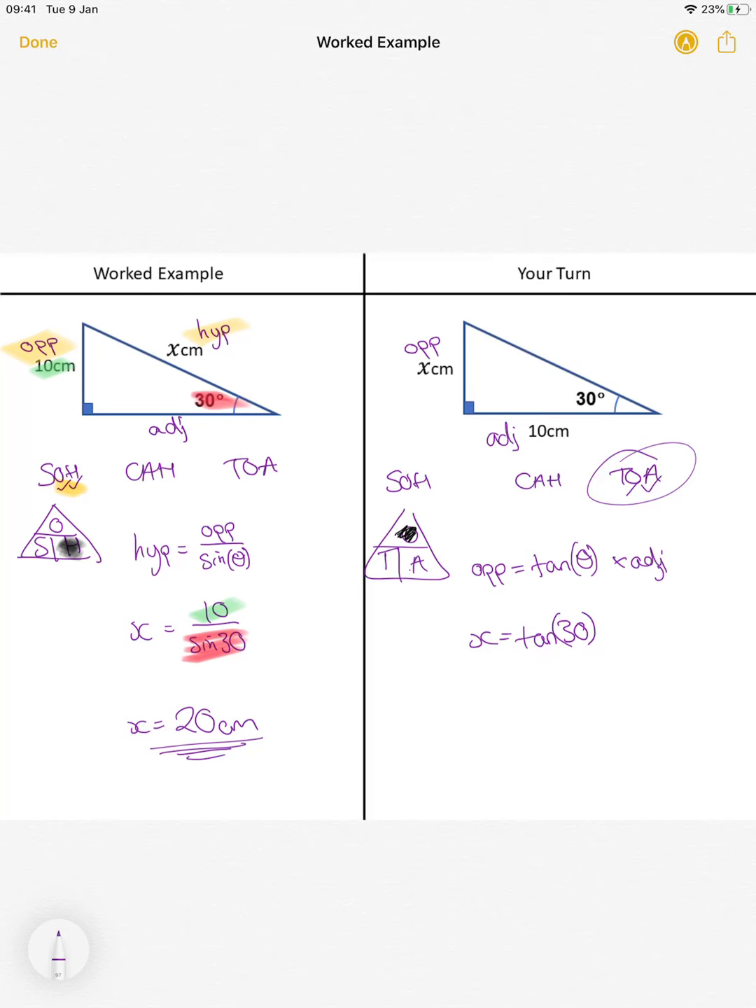So tan 30 times by, and I know it's times because they're next to each other here, there's no divide sign in there like before with O over S. It's T and A next to each other, so that means I'm going to times them together. And then my adjacent is 10.